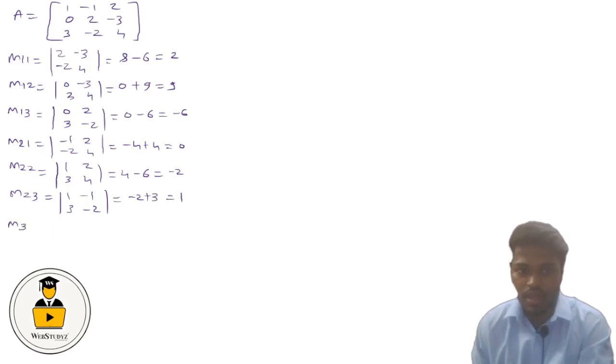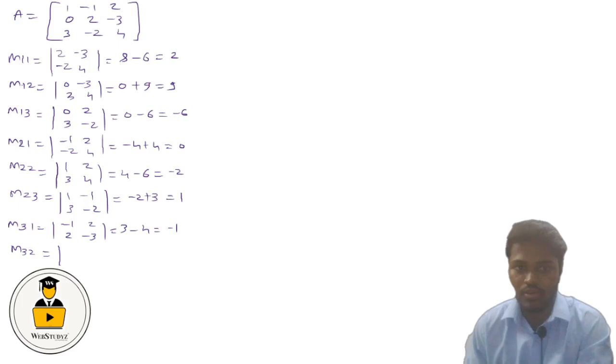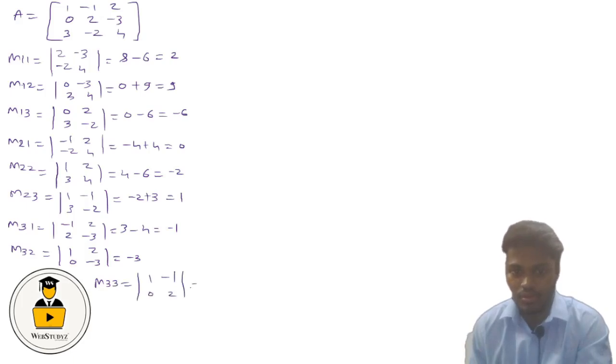Then M31 will be third row, first column: -1, 2, 2, -3. So this is 3 minus 4 which is minus 1. Then M32 is third row, second column. So 1, 2, 0, -3. It is minus 3. And M33 is third row, third column. So it is 1, -1, 0, 2. It is 2 minus 0. So it is 2.